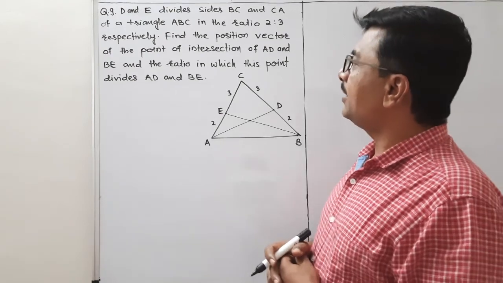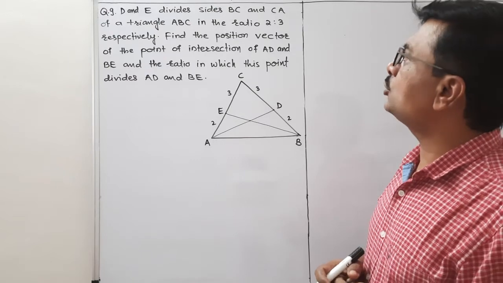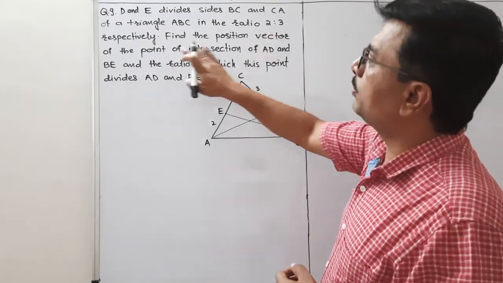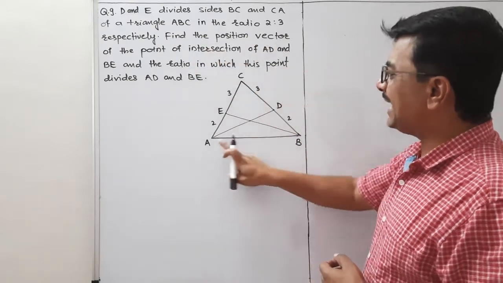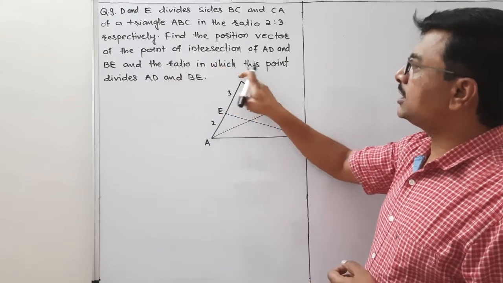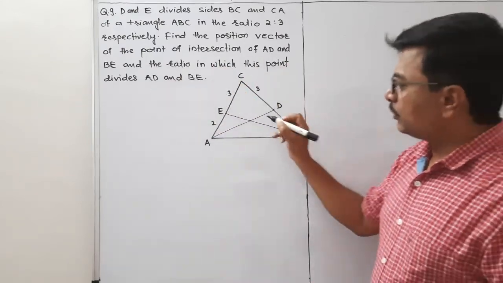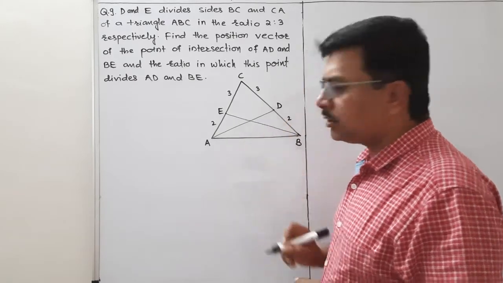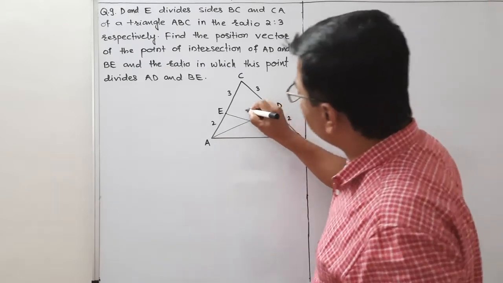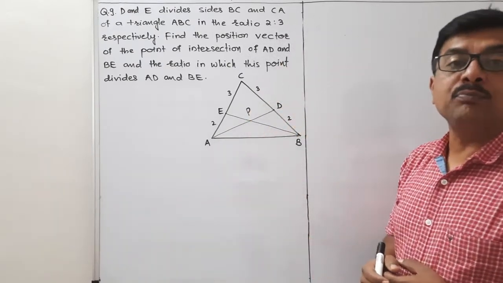D and E divide sides BC and CA of triangle ABC in the ratio 2:3 respectively. Find the position vector of the point of intersection of AD and BE and the ratio in which this point divides AD and BE. Means, suppose you write the point of intersection of AD and BE as point P, then we are going to find P vector.